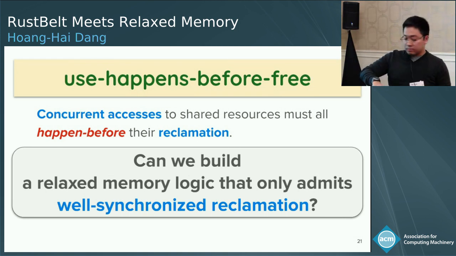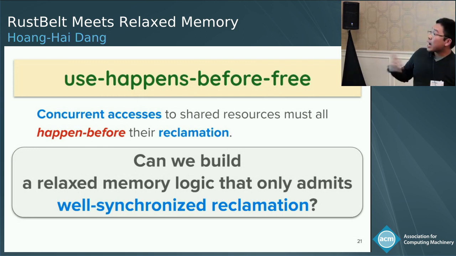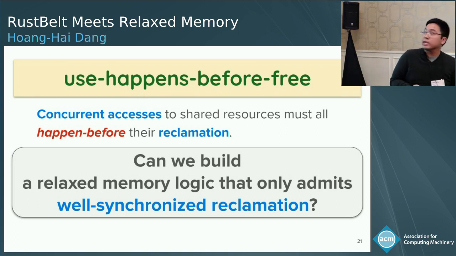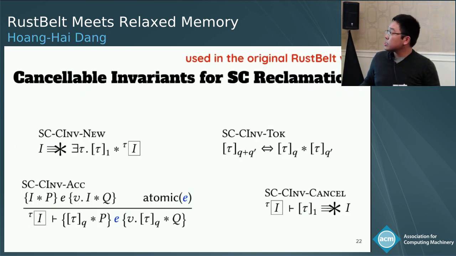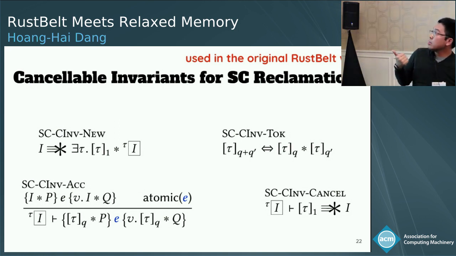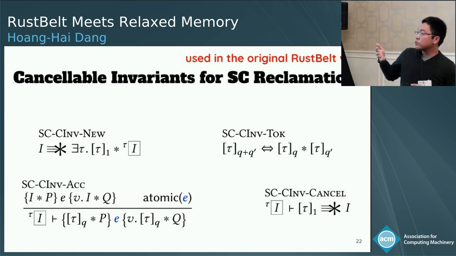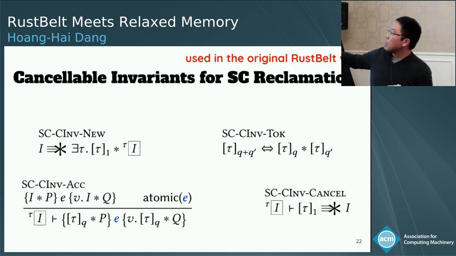And so we ask ourselves, well, how was reclamation done in sequential consistency, and can we port that to relaxed memory such that it still maintains use happens before free? And so in the original RustBelt work, in order to do reclamation in sequential consistency, there's a mechanism called cancelable invariants, which I'm showing you the rules here, but if you don't know concurrent separation logic, you don't need to read them. I'll try to explain them with some high-level points.